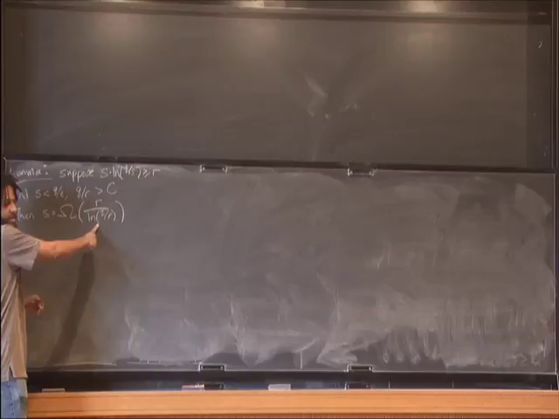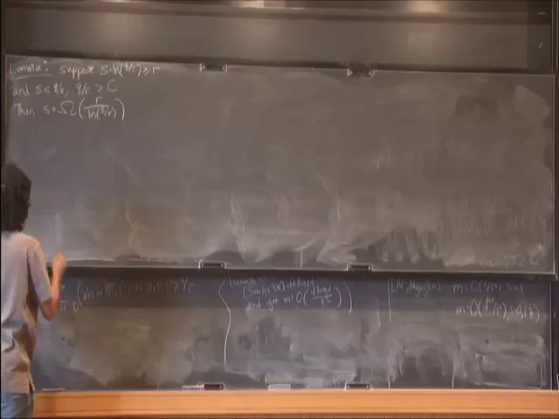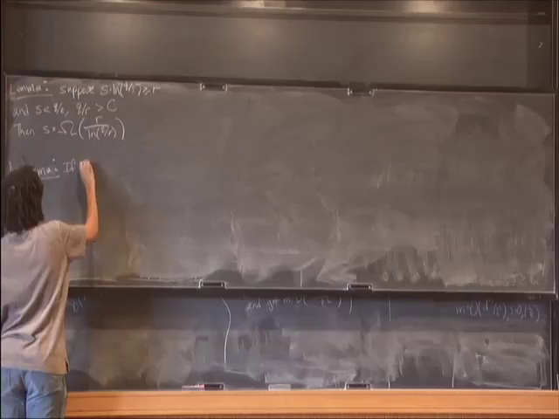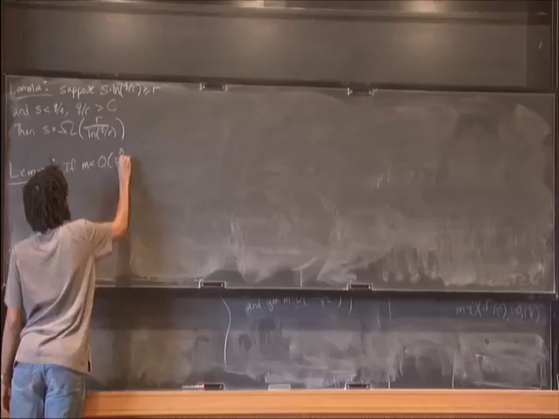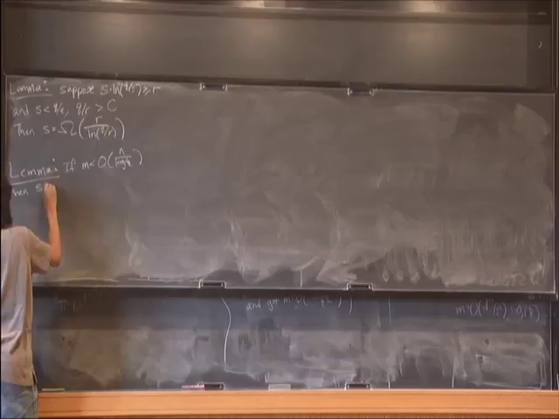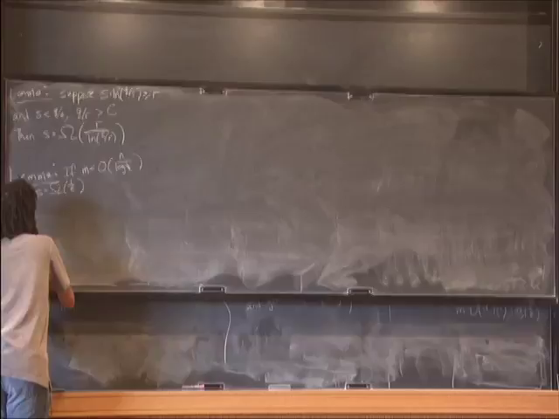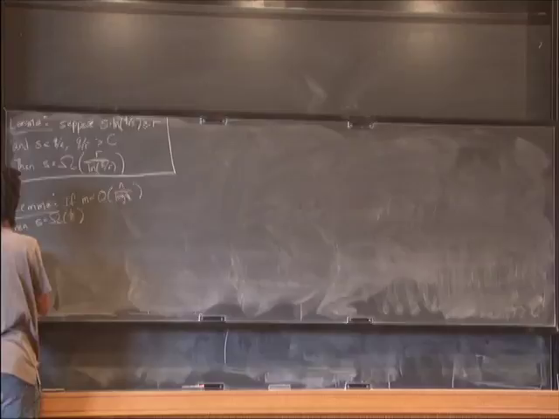So, okay, now the next lemma is that if m is less than, let's say, O of n over log 1 over epsilon, then S is at least 1 over epsilon. Actually, let me isolate this.